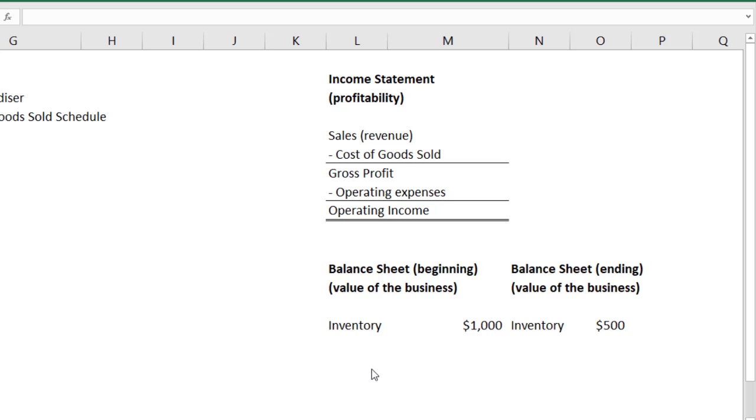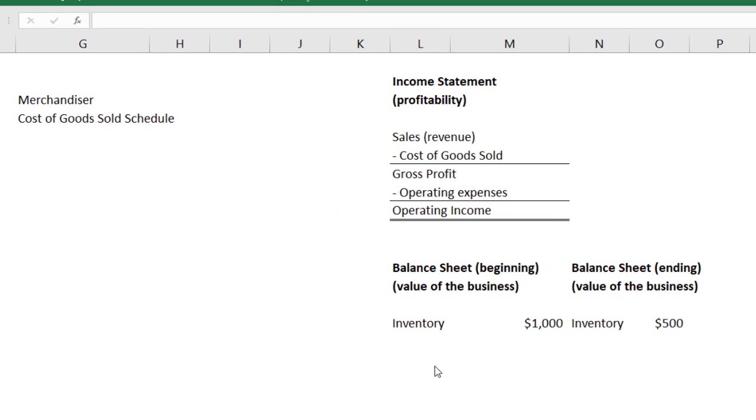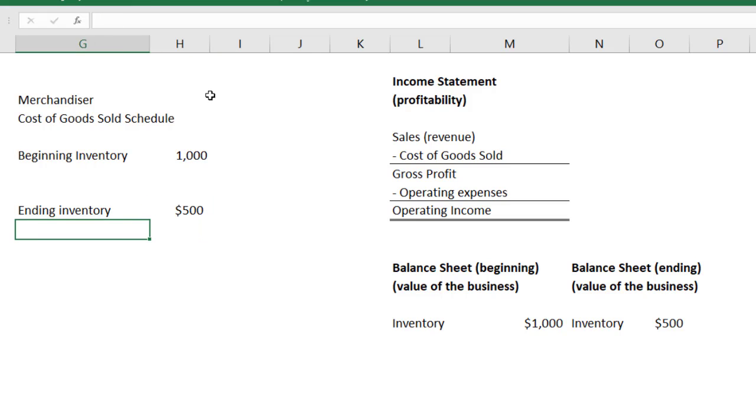Here's our business. Let's say we're a skateboard business. We have a retail shop where we sell skateboards to people. We have inventory at the beginning of the year of $1,000. And then we have inventory at the end of the year of skateboards that we have in our shop, like these are the skateboards on our shelves, of $500. So if we want to do a cost of goods sold schedule, if we took the beginning inventory, 1,000, and compared it to the ending inventory of 500, we might say, well, that's going to help us to get our cost of goods sold.